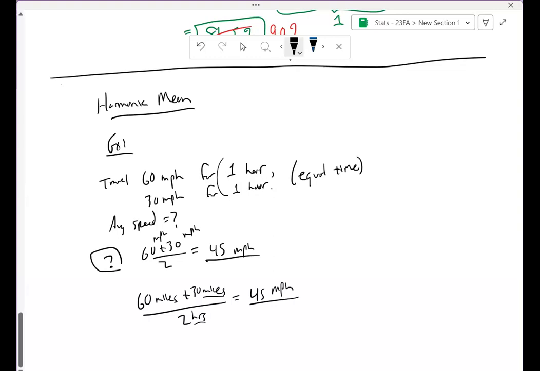So I can compute the arithmetic mean of my two data points, 60 and 30, or I could do it the long way, and I actually do get the same answer.